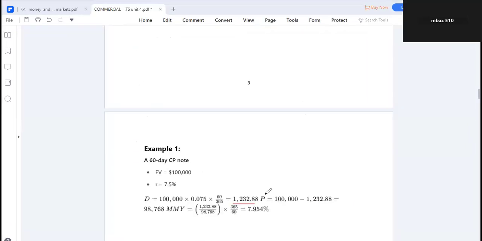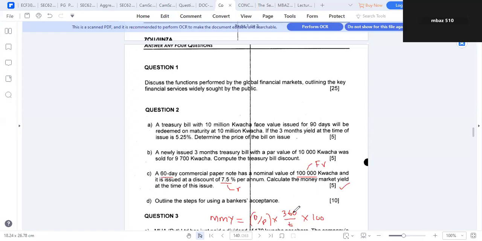And how do we find the P? It's the difference between the face value minus what? The discount. Right? So when you get the difference, it is 98,000. And to find the money market yield, what did we say? It's simply D over P times 360. The 365 or 360? 365, right? 365.